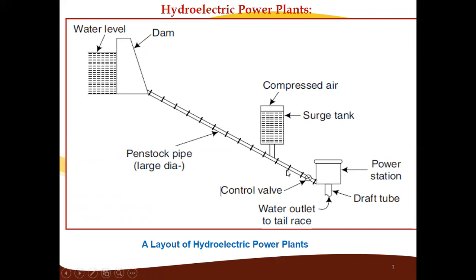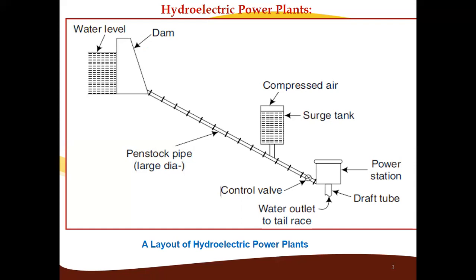Here the kinetic energy of water, generally called hydraulic energy, is converted into mechanical energy, that is, the rotational energy of the turbine. We have other parts like the draft tube and the surge tank. These are the parts. Now we will see how this hydroelectric power plant works.